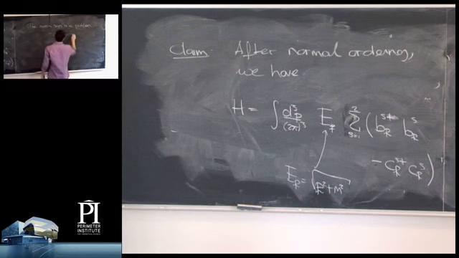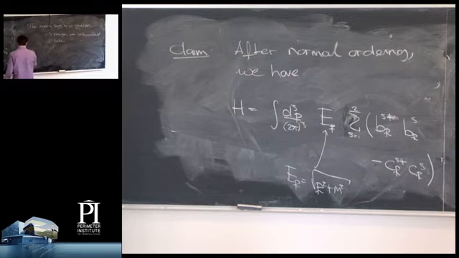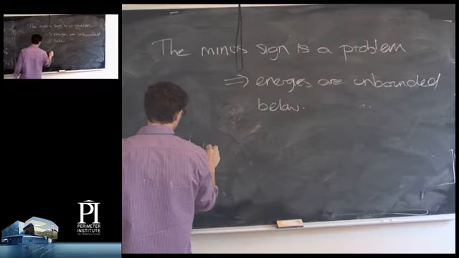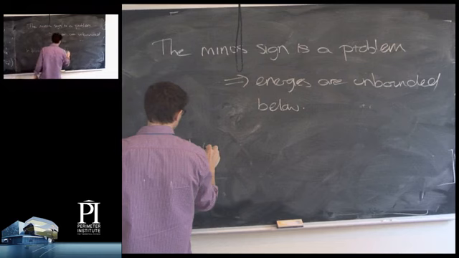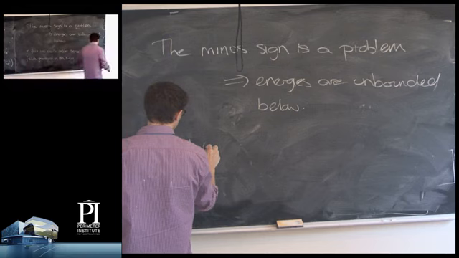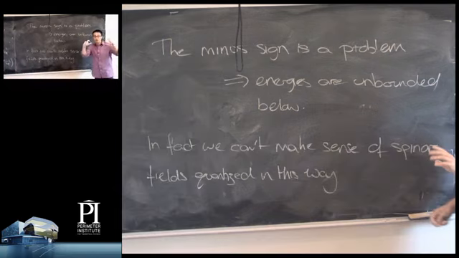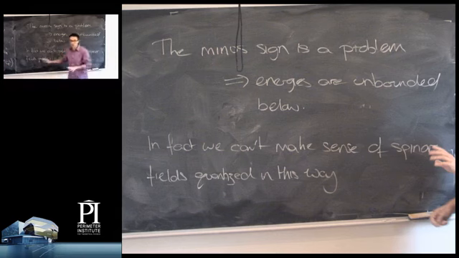So the energies are unbounded below. In fact, there's no way to make sense of spinor fields quantized in this way. If you start with those initial commutation relations between psi and psi dagger, you'll always screw up. You'll never get a sense of it.